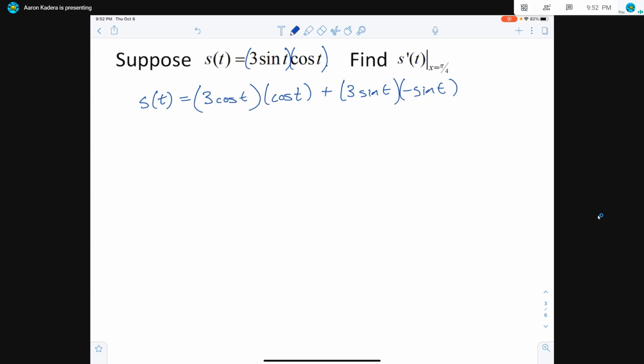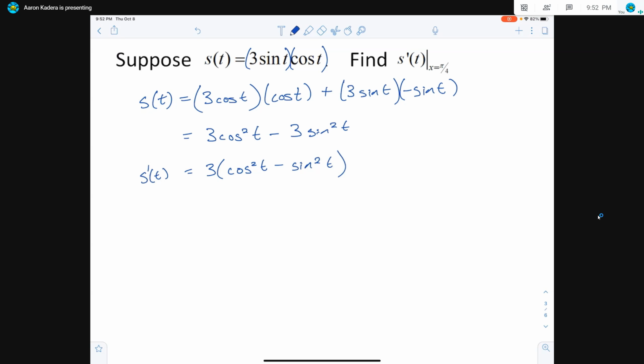Then we just do a little bit of work here. So we're going to have 3 cosine squared of t minus 3 sine squared of t. If you wanted to, you could factor out a 3. It gets tantalizingly close to a Pythagorean identity, but alas, there is a subtraction symbol in the middle instead of a plus sign. Remember that sine squared plus cosine squared is 1. So we're not quite there. This is all it is. That's about as far as you can go.